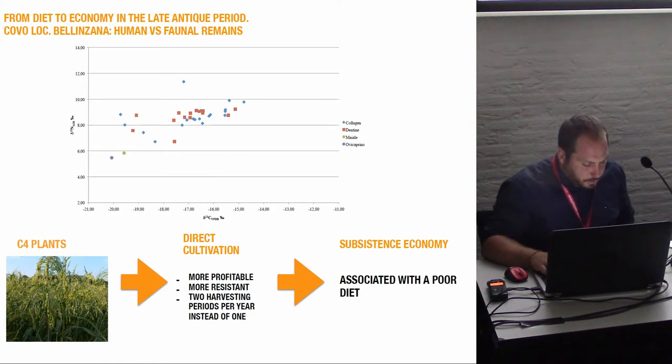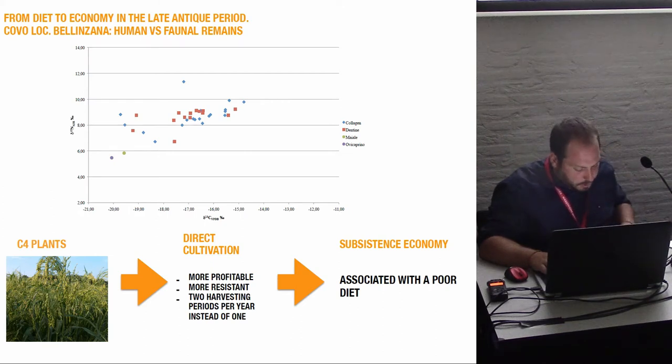Considering only Covo, the correlation between the carbon values of two fauna samples, sheep and goats and pigs from the same site, with humans suggests that they had two different diets, the former based on C3 plants and the latter on C4 plants. This could indicate that the feed for the animals was produced using C3 plants.